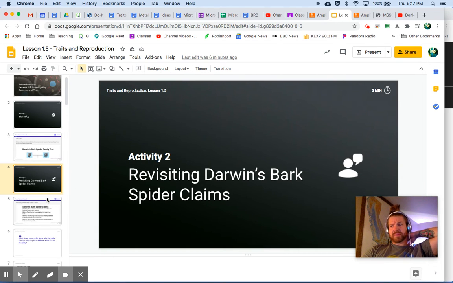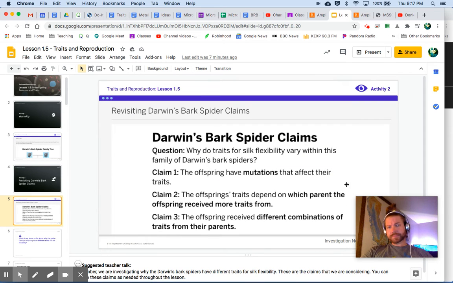The first claim, claim 1: the offspring have mutations that affect their traits. Okay, I've heard of mutations, right? It's when, like, you get knives that come out of your fists, right? Oh no, that's different. Claim 2: the offspring's traits depend on which parent the offspring received more traits from. Okay, that makes sense. Like, you get more from this person, so you're more like that. Okay, I get it. Or claim number 3: the offspring received different combinations of traits from their parents.